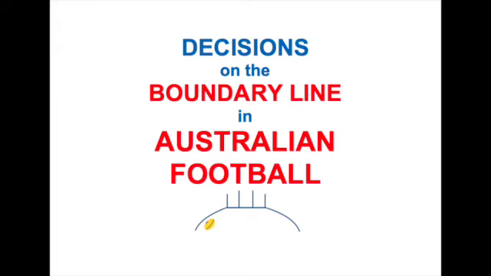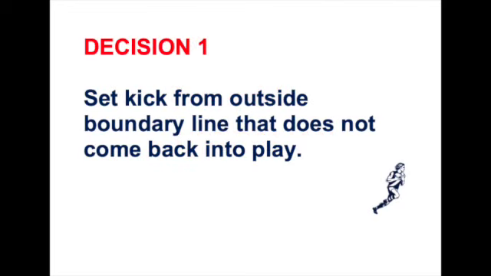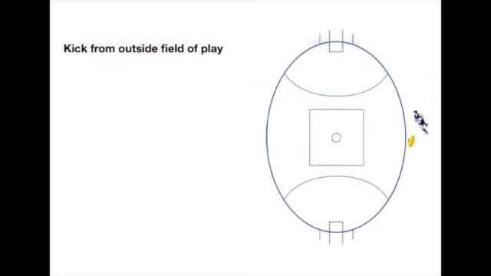In this video, we have a look at some of the more unusual decisions that need to be made on the boundary line in Australian football. So in the first case, we have a set kick from outside the boundary line. But when the ball's kicked, it doesn't actually come back into the field of play. What decision do you need to make as a boundary umpire in this instance? You can pause here before we have a look at the decision.